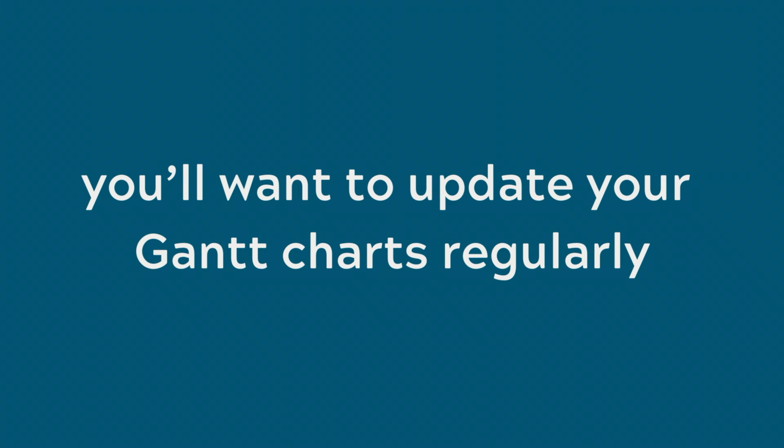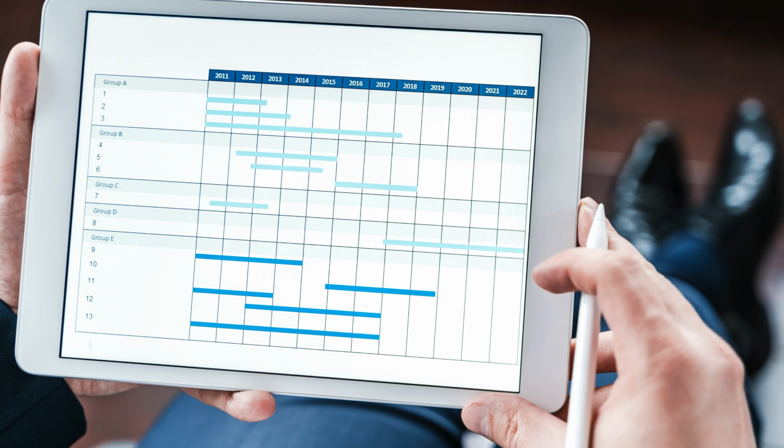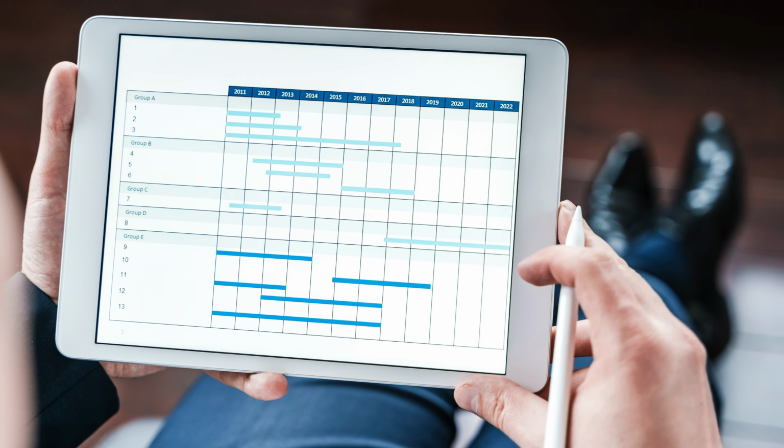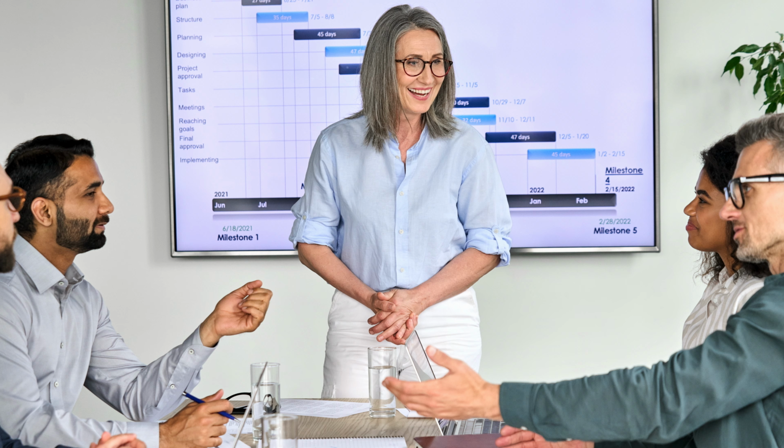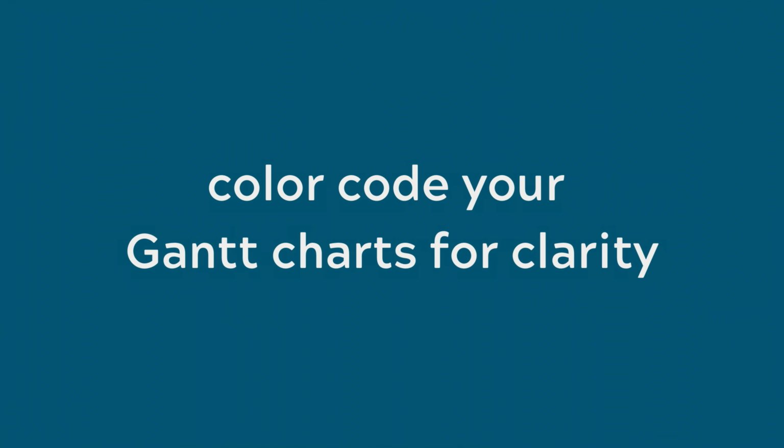Let's also talk about some tips for using Gantt charts effectively and some common pitfalls to avoid. First, you'll want to update your Gantt charts regularly. Your chart should be a living document. As tasks are completed or timelines shift, make updates so that the chart remains an accurate reflection of the project. You'll also want to share your Gantt chart with stakeholders. Use the chart as a communication tool and include it in project updates and meetings so your team always knows what's next. I also like to color code my Gantt charts for clarity.